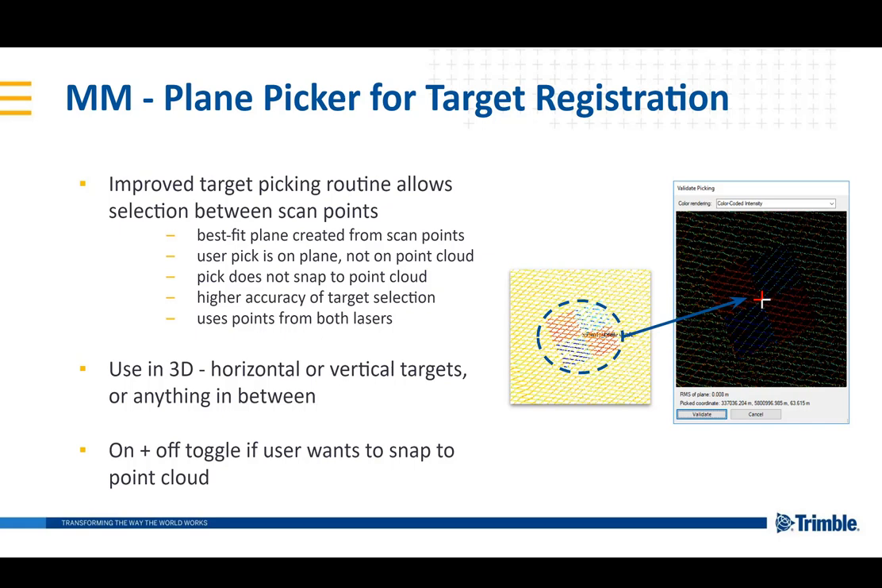This improved target picking routine allows selection between the scan points. And so how this works is a best fit plane is created from the scan points. The user pick is on that plane, not snapped to a point cloud. This allows for higher accuracy of target selections and uses points from both laser heads if you collected with both laser heads. You can use it for three-dimensional targets, either horizontal or vertical, or anything in between. And this mode is toggleable if you do want to assure that you're snapping directly to the point cloud.